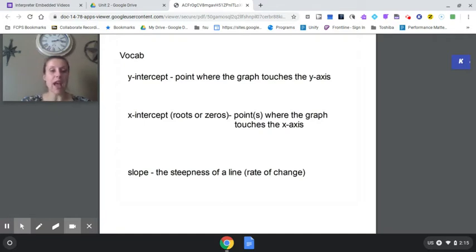This can also be asked by using the words roots or zeros. So those three words are interchangeable: x-intercept, roots, and zeros. And then the slope refers to the steepness of a line or the rate of change.